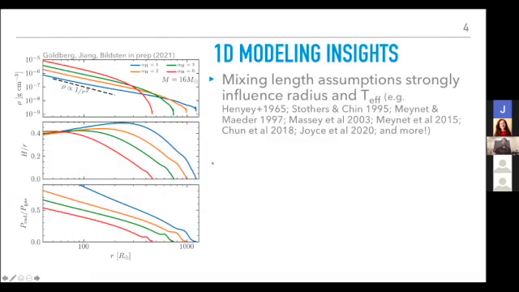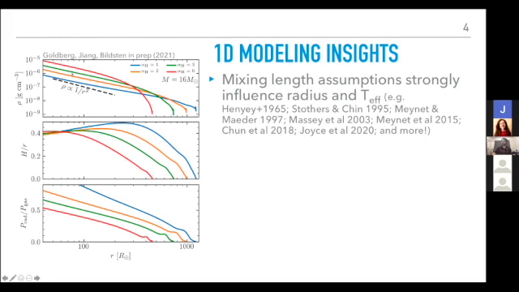So, more insights from 1D modeling. Well, our favorite instability, convection, matters a lot. Actually, the assumed efficiency of the convection, the mixing length assumptions, really have a strong effect on the temperature, on the effective temperature, and thereby the stellar radius.